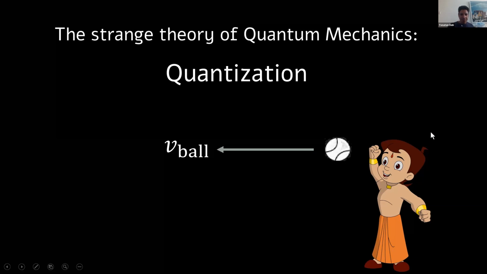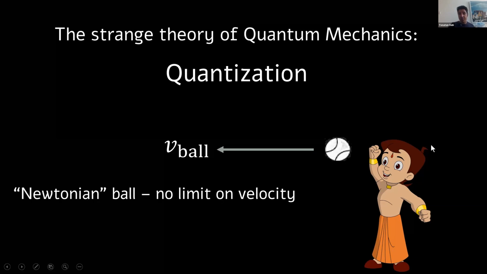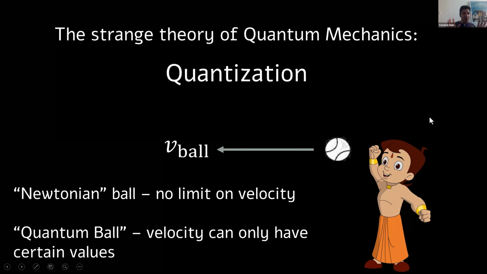However, this is a Newtonian ball. There's no limit on velocity. However, and that's very, very strange, but it's a property of the Schrödinger equation. If the ball was a quantum ball, i.e., if it obeys not Newton's equations, but Schrödinger's equation, then the velocity can have only certain values.